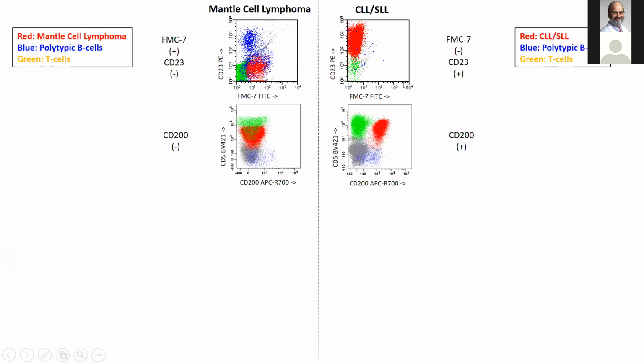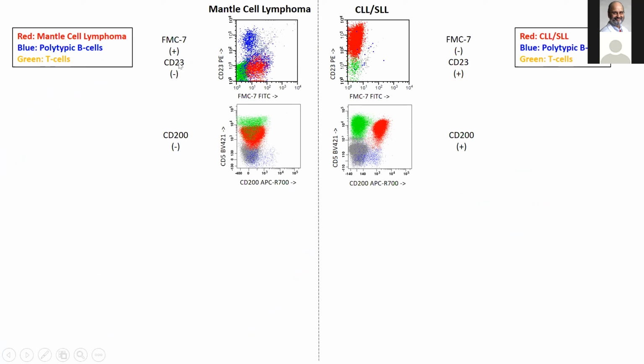Okay, so let's focus again on mantle cell lymphoma versus CLL. When we've determined that we have a monotypic population of CD5 positive small B lineage cells, our next step is to try to figure out if it's most characteristic of one of these two types of lymphomas. The markers that are most commonly used are going to be FMC7, CD23, and/or CD200.